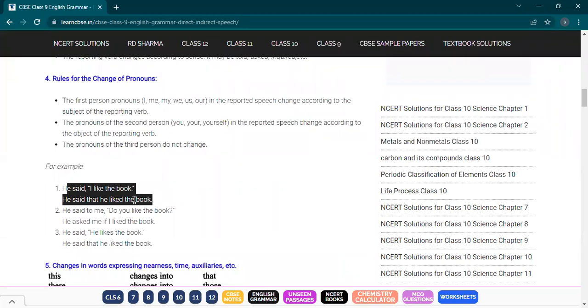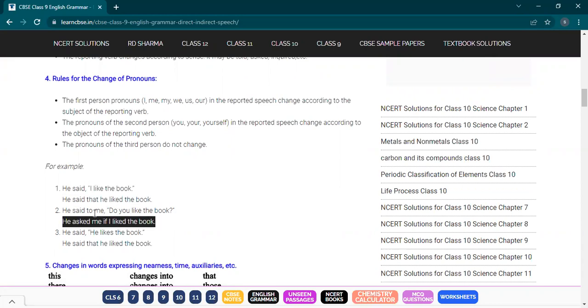Accordingly, things will be mentioned. Fine. He said to me, "Do you like the book?" He asked me if I liked the book. अब यहाँ पे I क्यों है? Fine. Because to me is written here. Because the question was posed to you. He said to me, "Do you like the book?" He asked me if I liked the book.